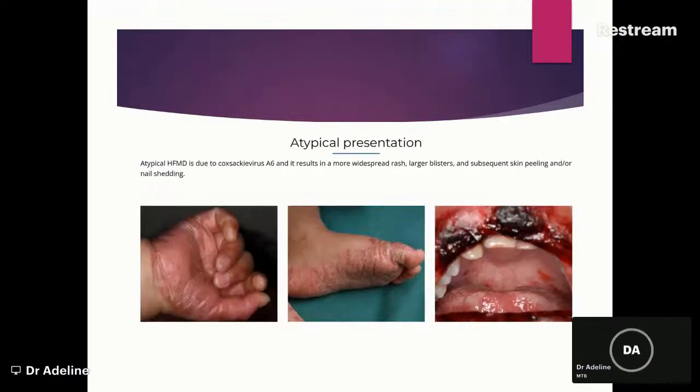Sometimes we get an atypical presentation of HFMD, which is due to Coxsackie virus A6, and this results in a more widespread rash and large blisters. That is the atypical HFMD, in which there are large blisters and widespread rashes.